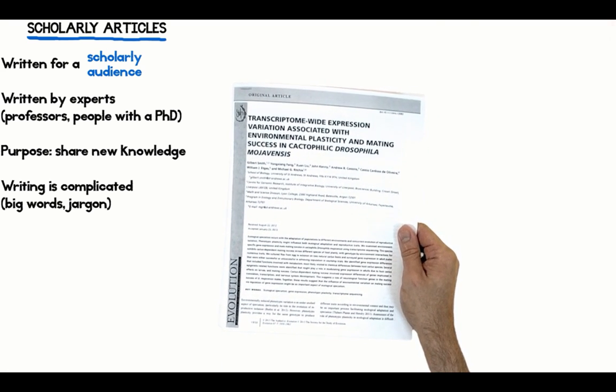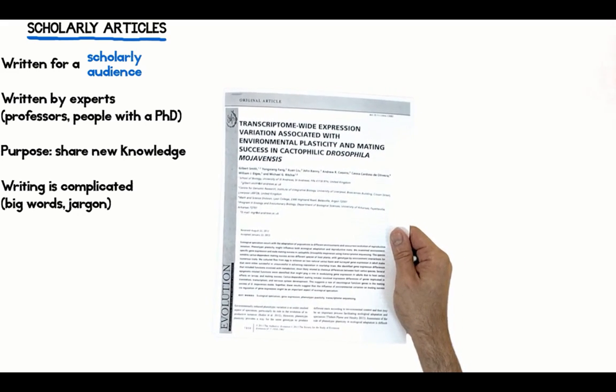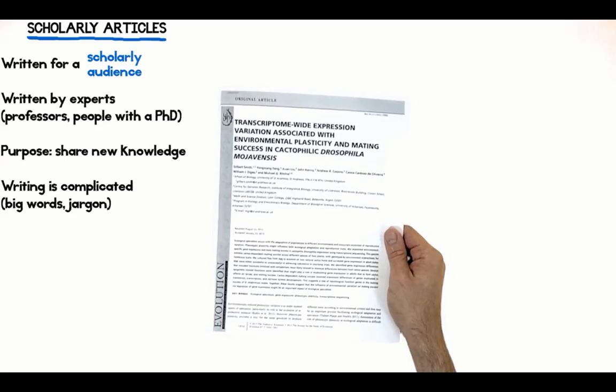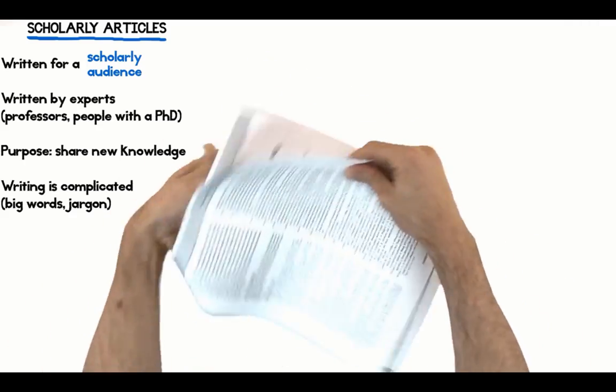That can be complicated stuff, and it shows in the way they're written. Big words, long sentences, and specialized terminology, also called academic jargon, are typical. Nowhere is this more evident than in their titles, which are long and extremely specific. Here's a sample. Transcriptome-wide expression variation associated with environmental plasticity and mating success in Cactophilic Drosophila mohevensis. Whew, say that 3 times fast.